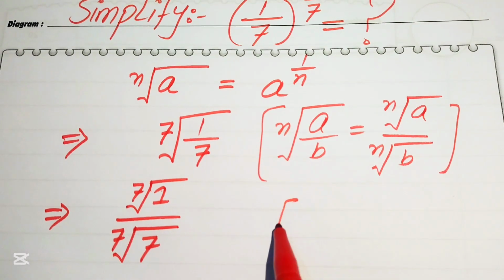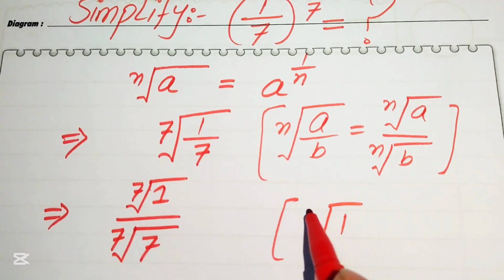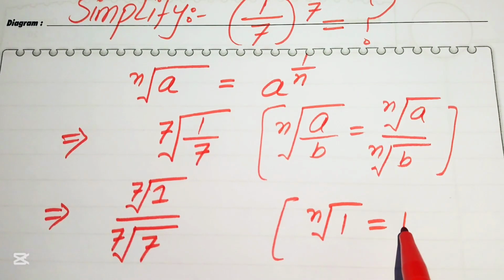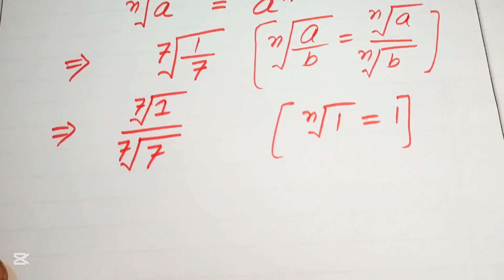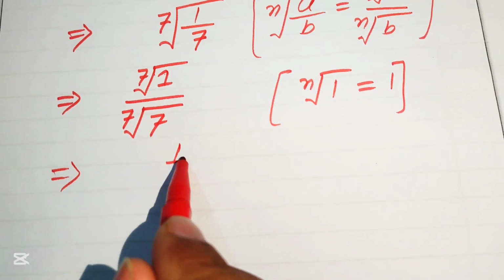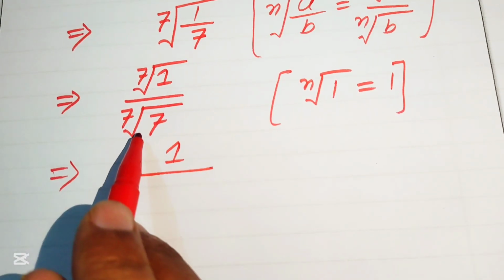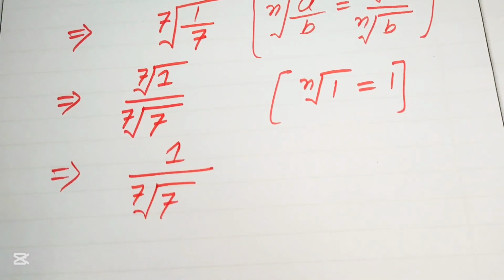Here we also know that the nth root of 1 is equal to 1, which means that the 7th root of 1 is also equal to 1. So we write our numerator as 1, and it is divided by this 7th root of 7.